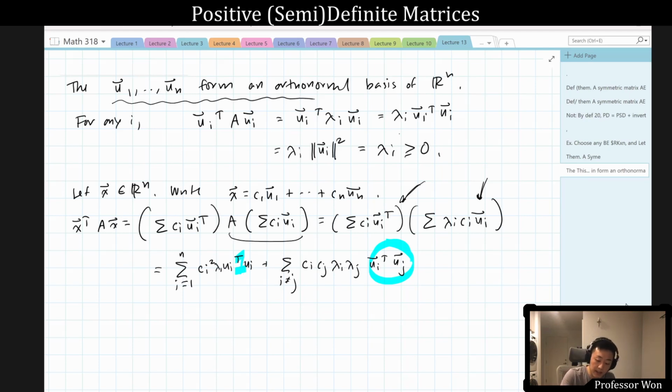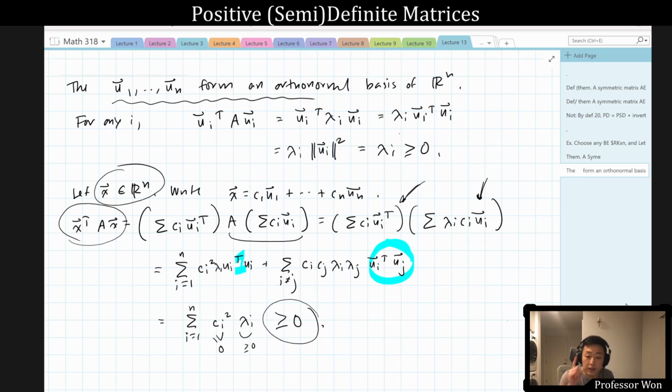And so what you'll get here is just the sum from i equals 1 to n of c_i squared lambda_i. But remember, I assumed that all of my lambda_i's were non-negative, and c_i squared is going to be non-negative, so this is greater than or equal to 0 for every i, and so this whole thing is greater than or equal to 0. And so I just showed if you take any x in R^n, then x transpose Ax is greater than or equal to 0, which shows that 1 and 2 are equivalent.